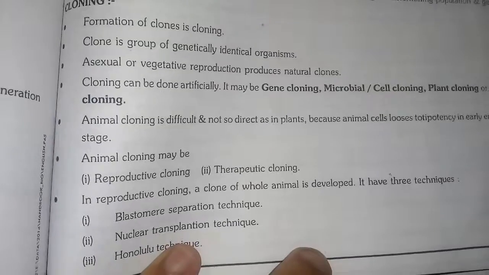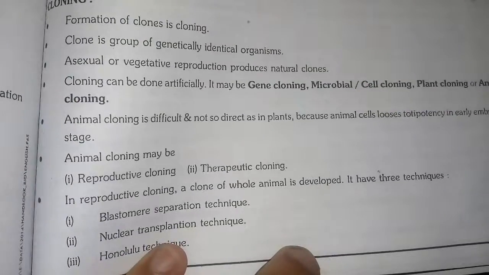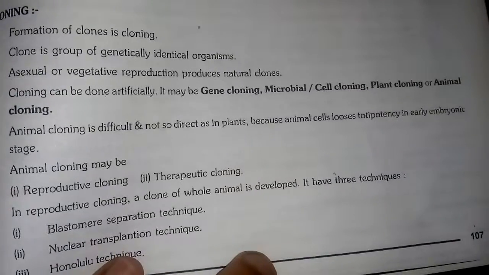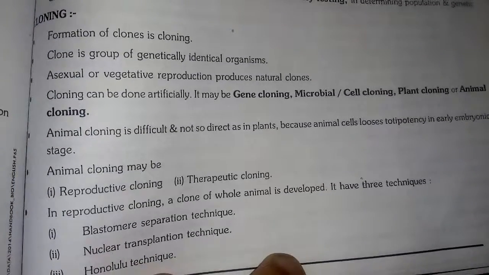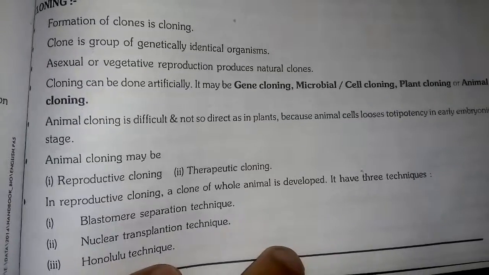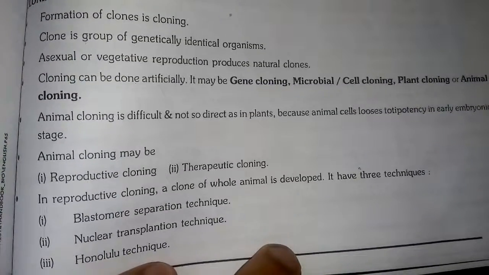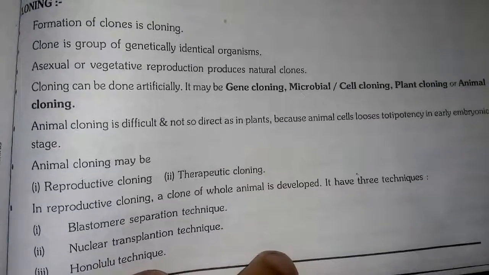In reproductive cloning, a whole animal is developed. It has three techniques: blastomere separation technique, nuclear transplantation technique, and Honolulu technique.